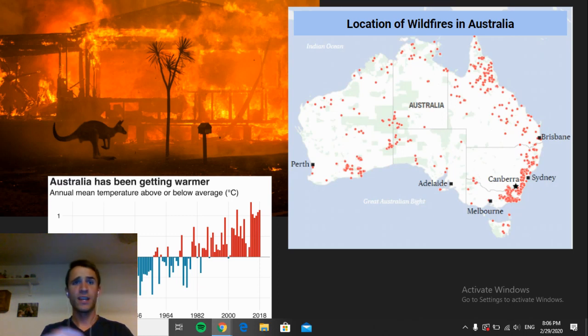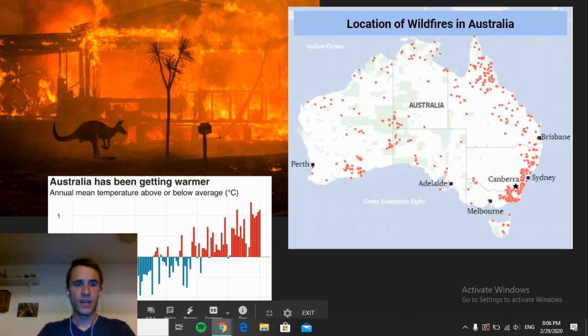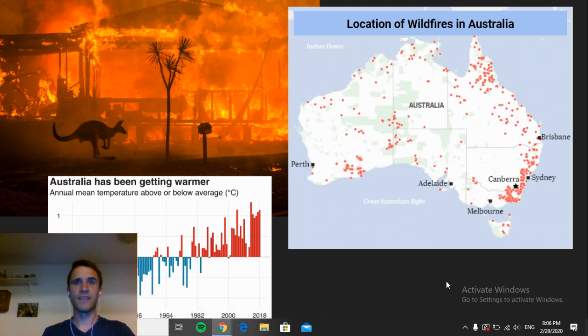So we could use different things to start thinking about this phenomenon, right? Like a photo of this kangaroo by the fire, data around where the wildfires are taking place, or a graph about the rising temperature in Australia. All ways to help us start thinking about this phenomenon and asking questions. Remember, asking questions is the first step in the scientific process.